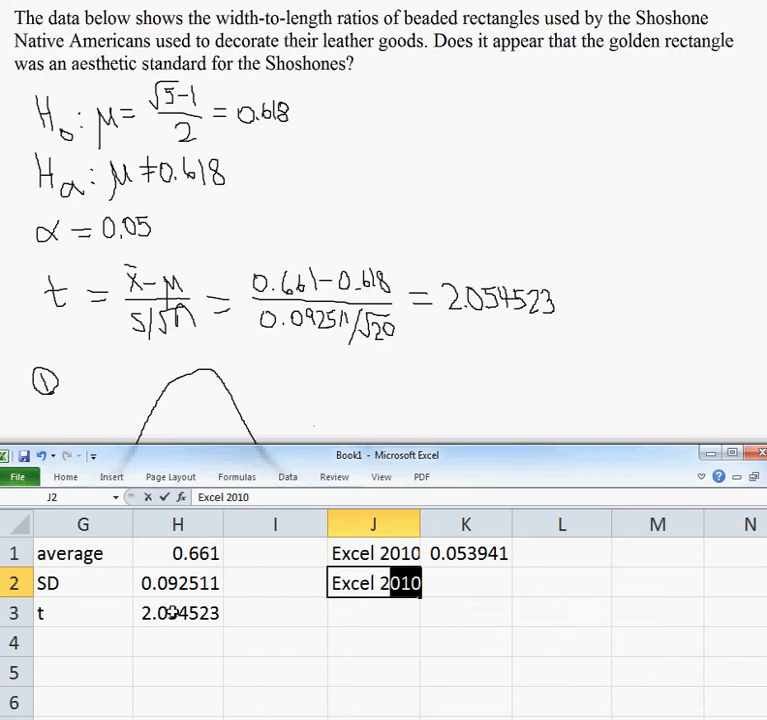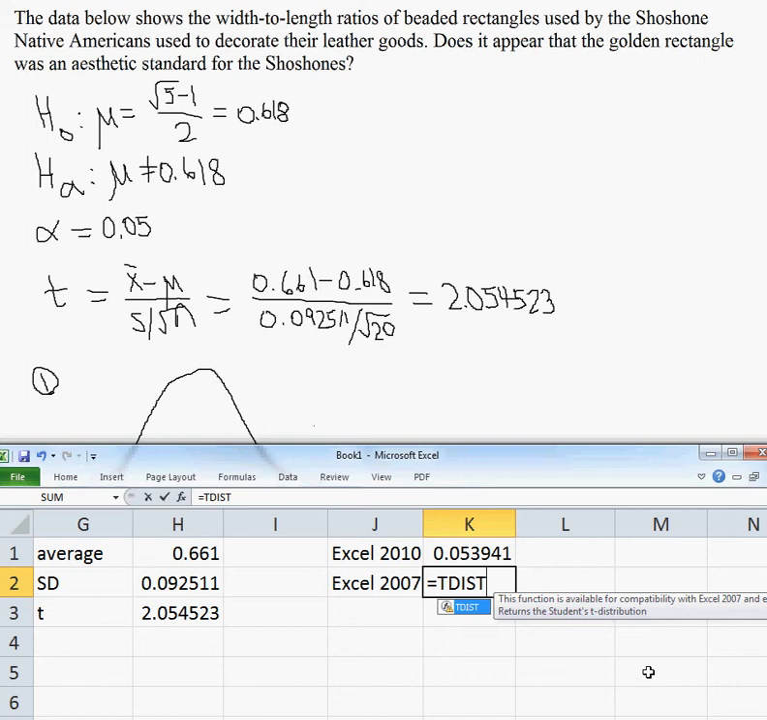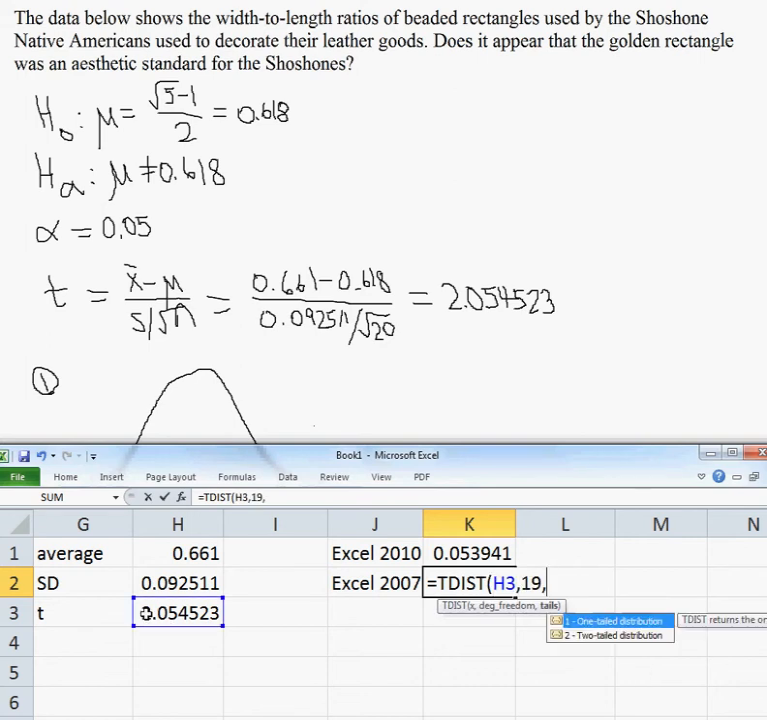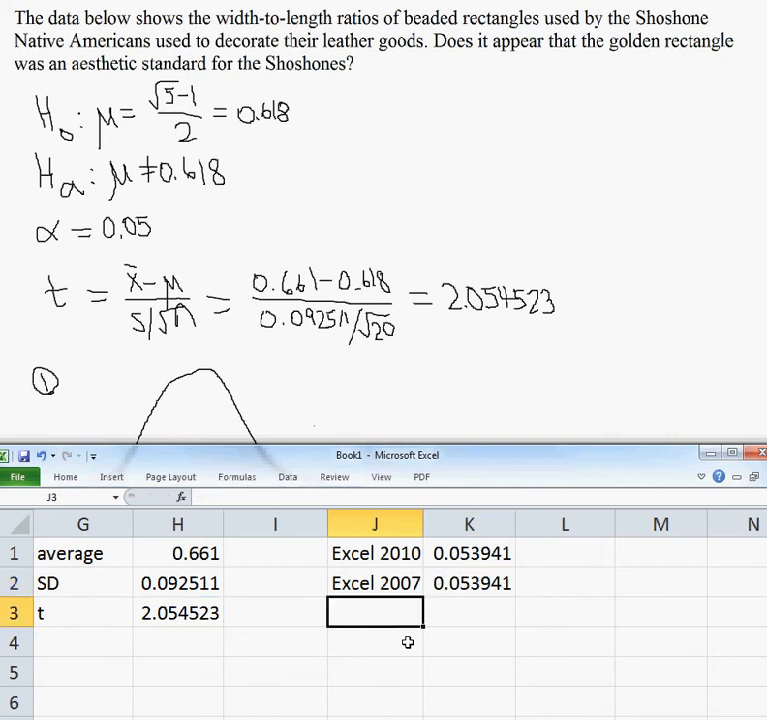In Excel 2007, the command is tdist. There's no t dot options available in 2007. And then I have this number, 19, and then 2 tails. So you notice the third option is the number of tails that are permitted. In my case, I want 2 tails. Also the first number here must be positive. That's positive 2.054, so that's good. And I get the same answer back, 0.053941.